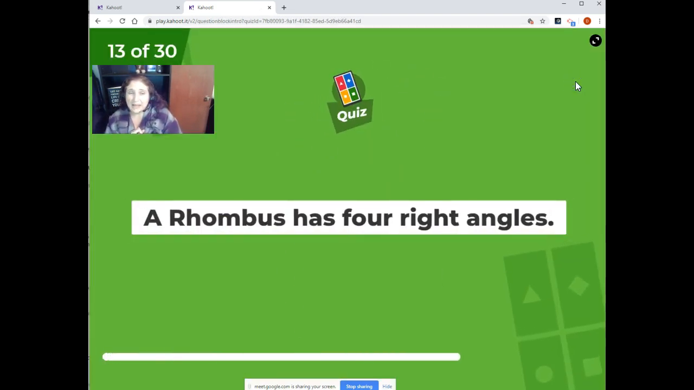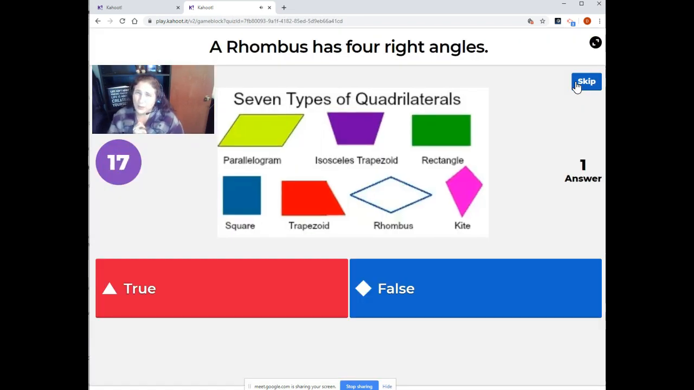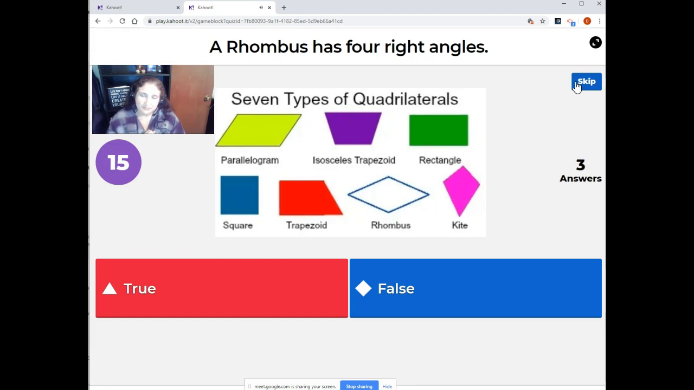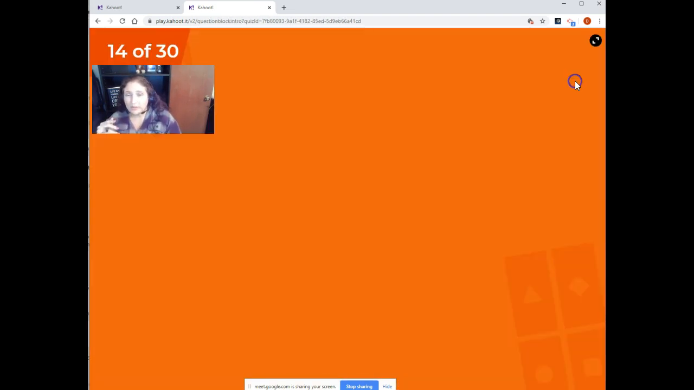A rhombus has 4 right angles. Trick question. It is true if that rhombus happens to be a square, because a square is also a rhombus. But in general, all rhombuses do not have 4 right angles, only if they are a square.